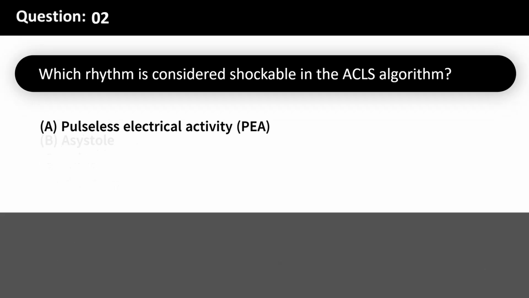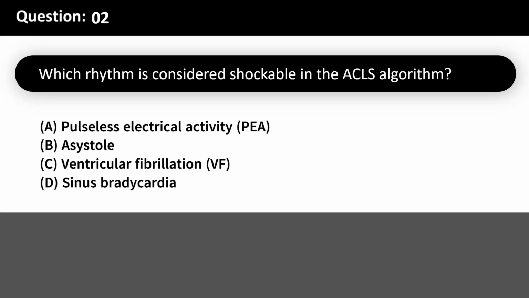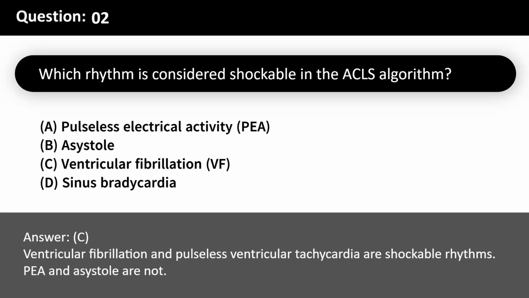Which rhythm is considered shockable in the ACLS algorithm? A. Pulseless electrical activity, PEA. B. Asystole. C. Ventricular fibrillation, VF. D. Sinus bradycardia. Answer, C. Ventricular fibrillation and pulseless ventricular tachycardia are shockable rhythms. PEA and asystole are not.